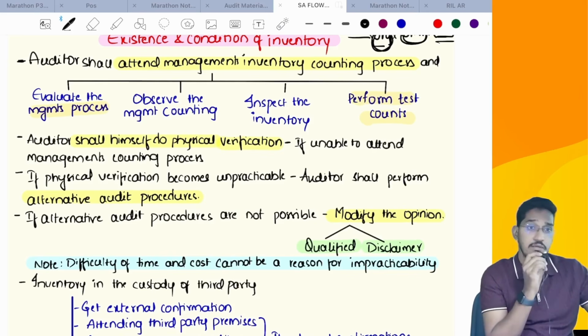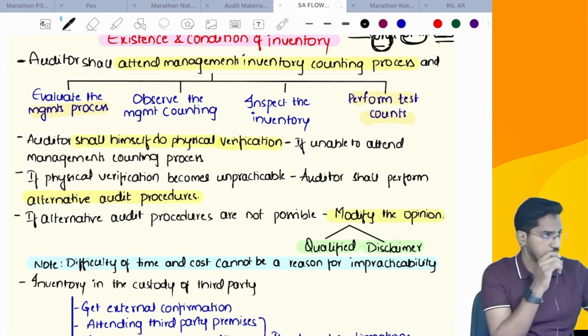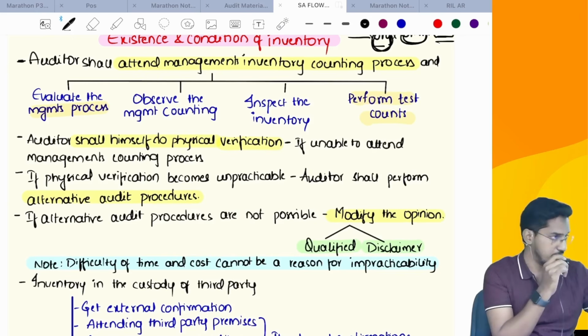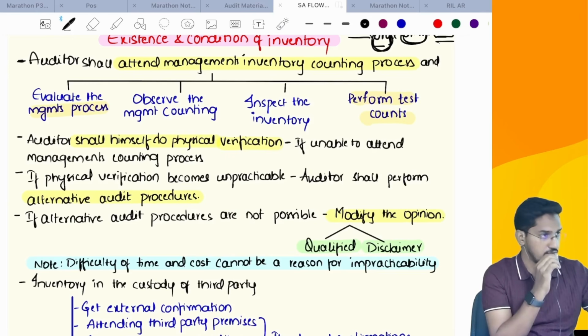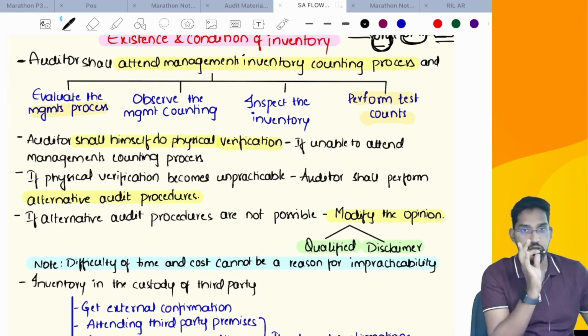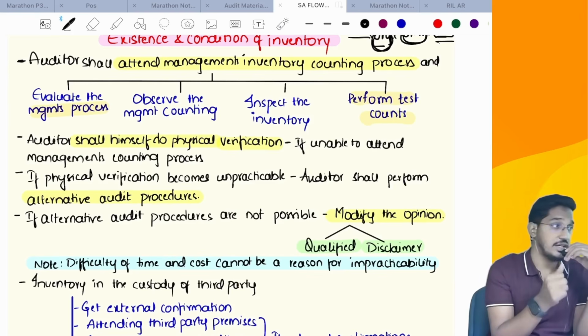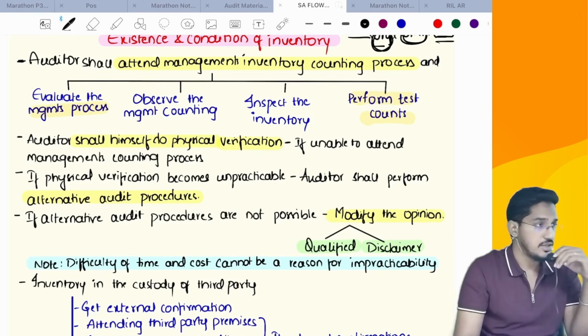When the third party where the stock is kept is not independent, you need to perform alternative audit procedures. What alternative audit procedures can you do? If possible, you go and attend there. If time permits, you go and travel. If you know somebody else, ask them to go on your behalf. Whatever you feel appropriate, in addition to external confirmation, those extra procedures you are also required to perform. Clear?